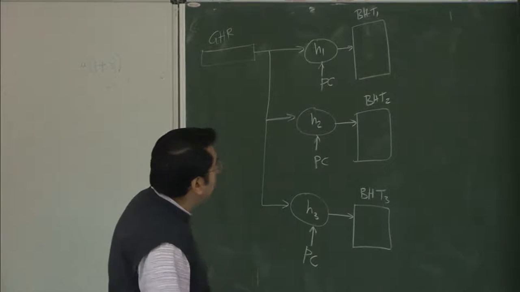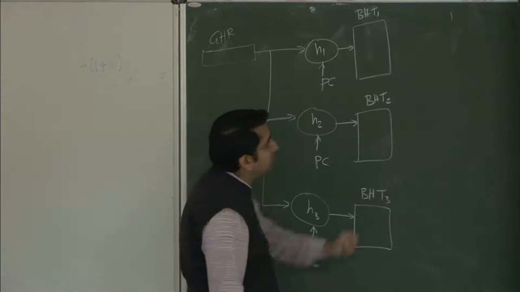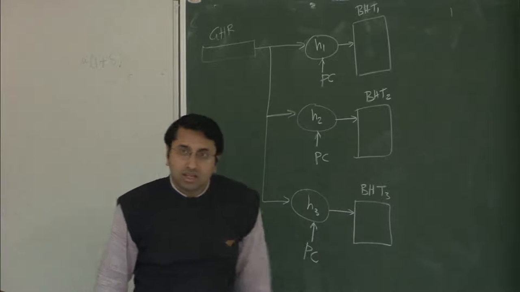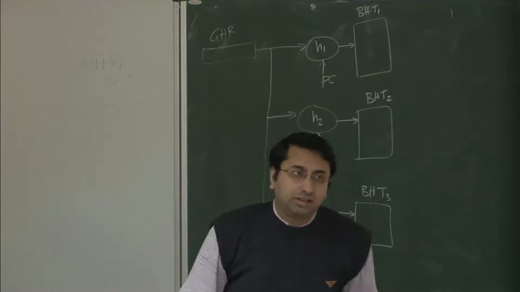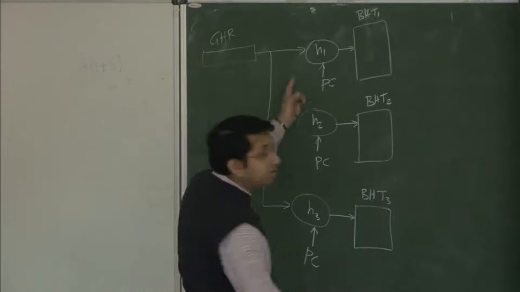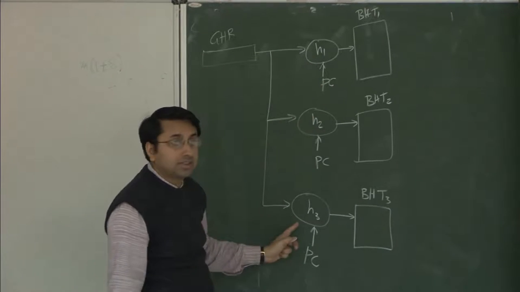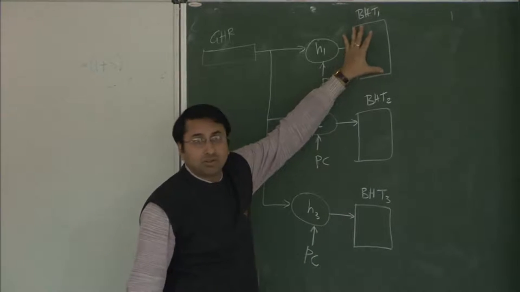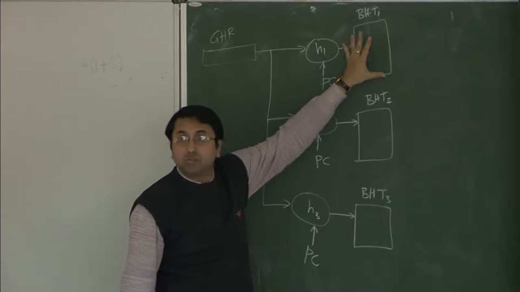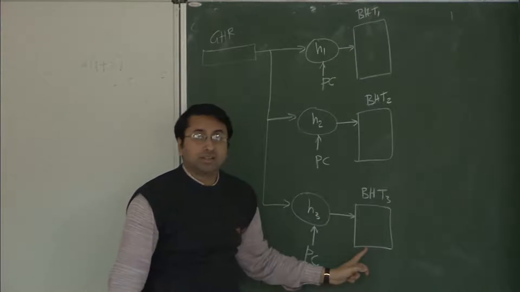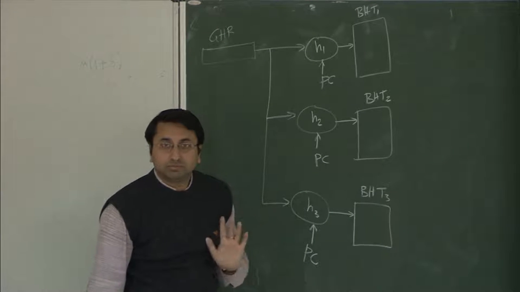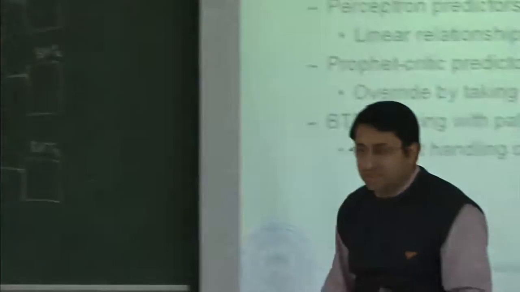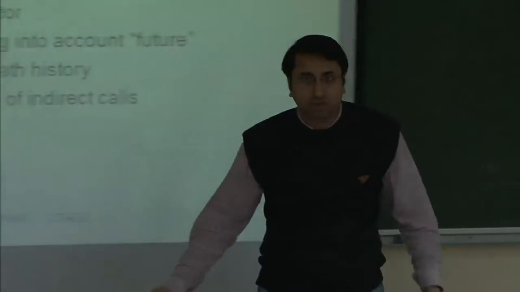So the question is, how do I get rid of this particular problem of aliasing? There is a requirement on these three hash functions. If there are two addresses that conflict in BHT1 because of H1, you should try to design H2 and H3 such that they don't conflict in the other two BHTs. So even if BHT1 gives you very poor prediction for those two addresses, the other two will be correct and you will win in the majority vote. Is this clear? So that's essentially a problem of designing hash functions.